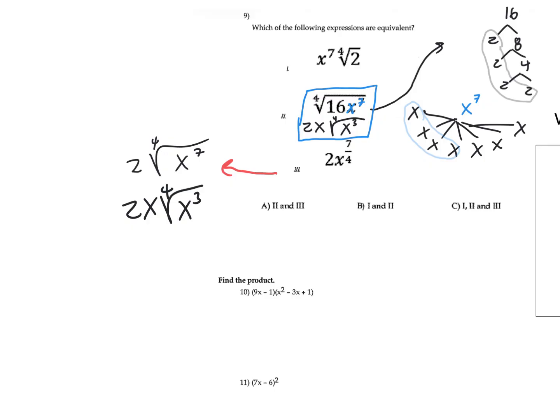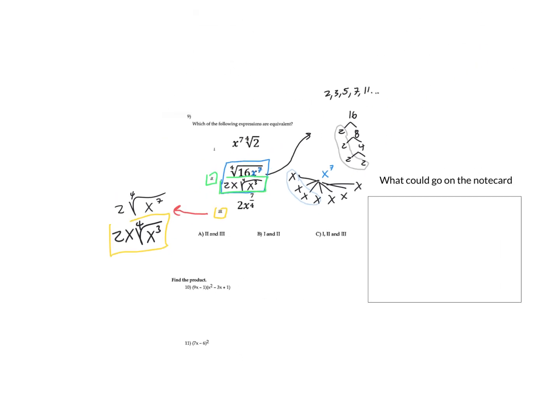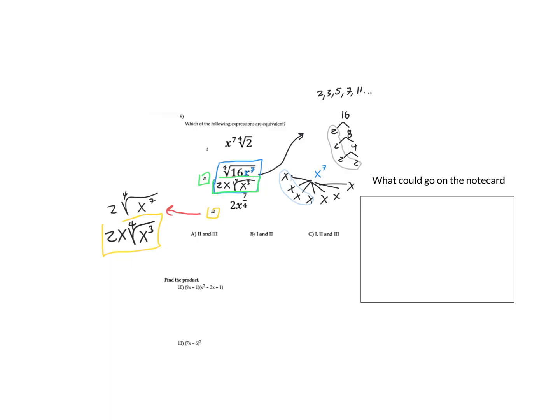So what does that mean? Well, that means this yellow box 1, Roman numeral 3, is equal to this green box 1, Roman numeral 2. Am I wrong? I feel like they're equal. So therefore, Roman numeral 2 is equivalent to Roman numeral 3. So 2 and 3, 2 and 3. There it is. Okay.